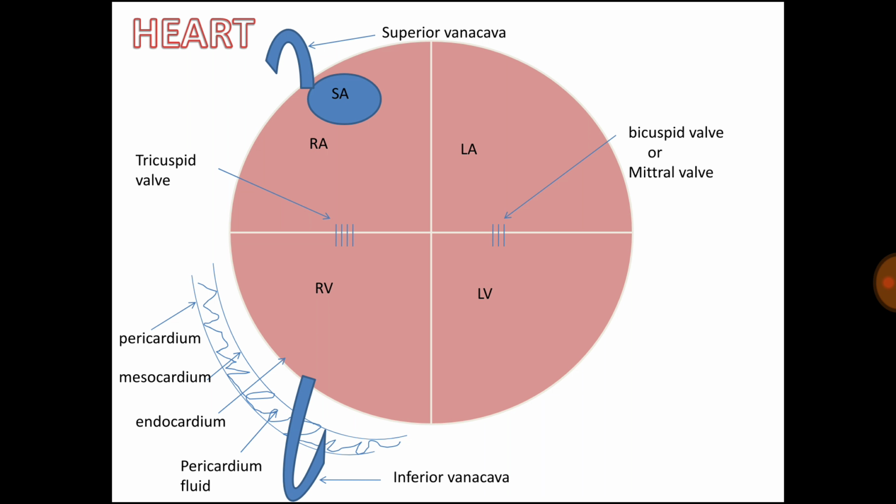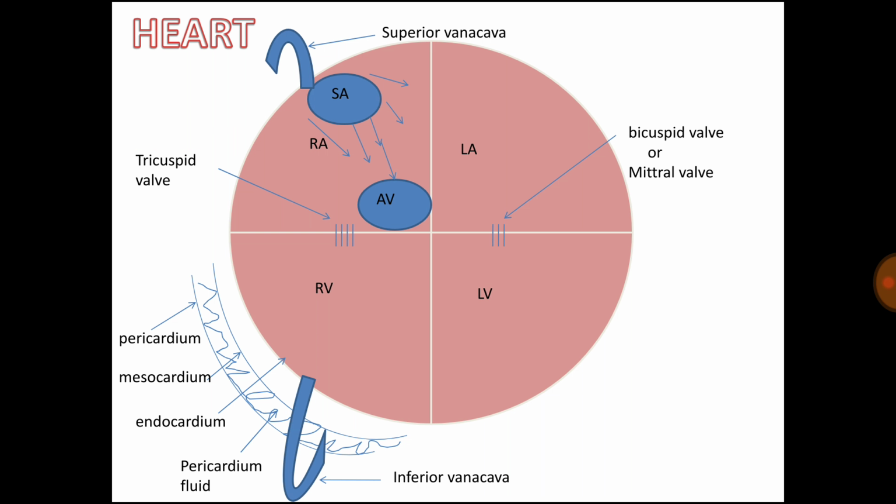The SA node is present in the right auricle, where the full form is sino-auricular node, which is initiated by the 10th cranial nerve, that is the vagus nerve. We can say the SA node is initiated by the vagus nerve, and this black one is the vagus nerve, which initiates the SA node and generates the impulse.